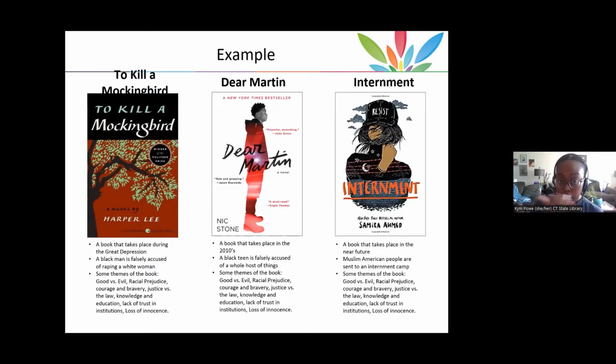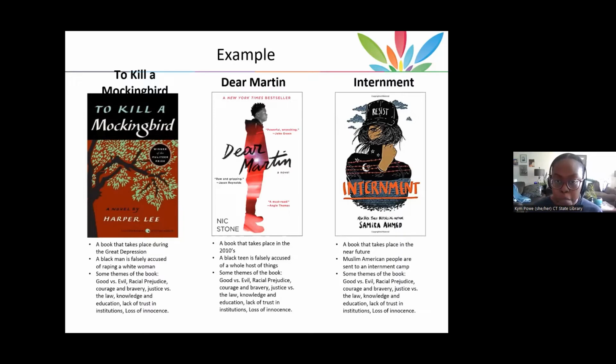So, one more: Internment, a book that takes place in the near future. It's about Muslim American people being sent to internment camps. Something shockingly similar happened in our own country within the memories of maybe our own grandparents or great grandparents. Some of the themes of this book: good versus evil, racial prejudice, courage and bravery, justice versus the law, knowledge and education, lack of trust in institutions, and loss of innocence. And I know this because I've read 2.5 of these books. I'm sure we can all guess the half that didn't get finished.